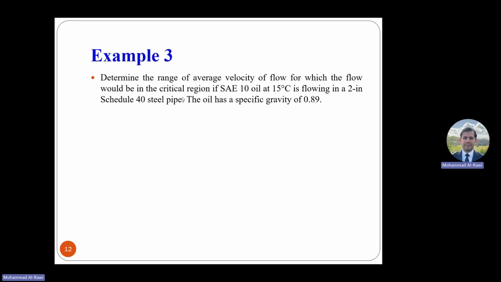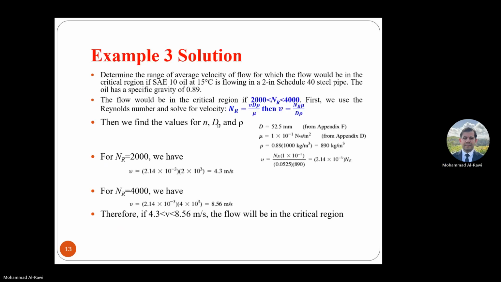So technically, we could assume the Reynolds number is about 2000 or 4000, because that is the critical region, or any number between 2000 and 4000. Then we could find the cross-sectional area and diameter from the schedule 40 table, and in this case we want the diameter because we want to find just the velocity, and the material properties for the oil. So the flow will be in the critical region. As I mentioned, it's between 2000 and 4000. First, we use the Reynolds number and solve for velocity.